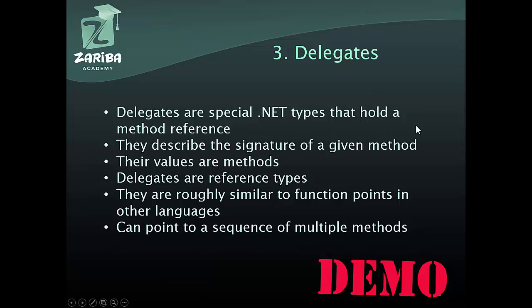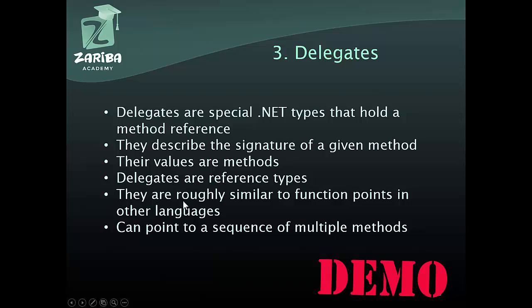Delegates are special .NET types that hold a method reference. This is a horrible sentence, but I'll try to explain it very easily in a bit. So they describe the signature of a given method. Their values are methods. So probably this sentence is a bit more clear. Delegates are like any type in C#, like integers, which hold numbers, strings, which hold text, and so on. Delegates hold methods. That's it.